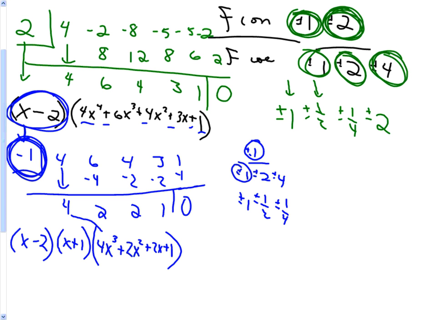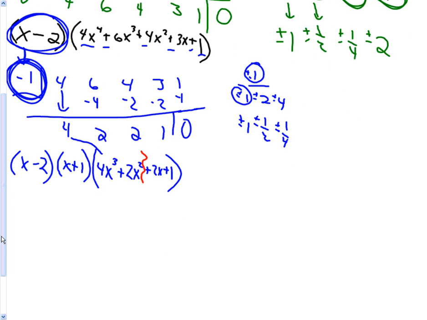So I have to break that in half. Final answer, x minus 2, x plus 1. I think I did this factor by grouping like twice, and I think it comes out to 2x plus 1 and 2x squared plus 1. Thank you.